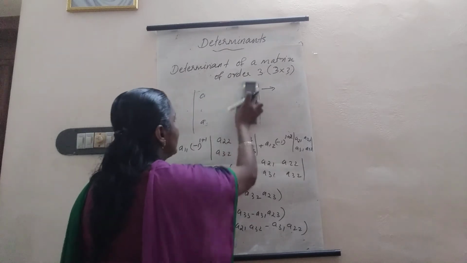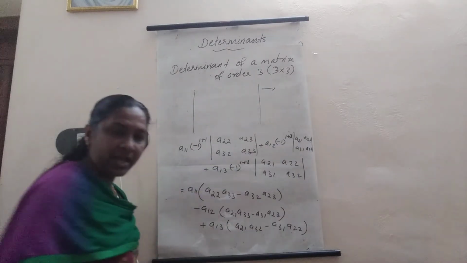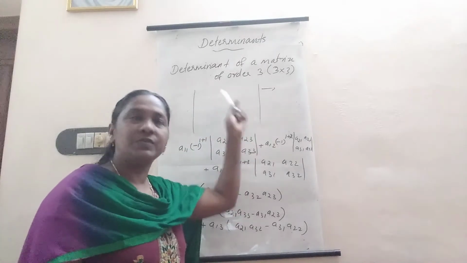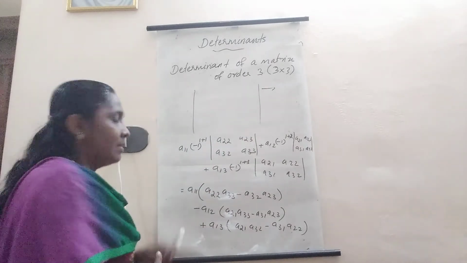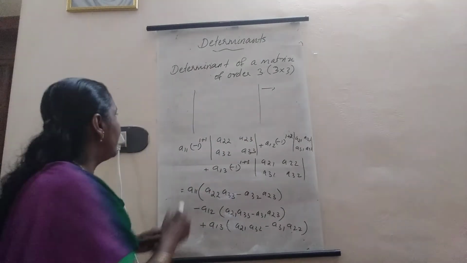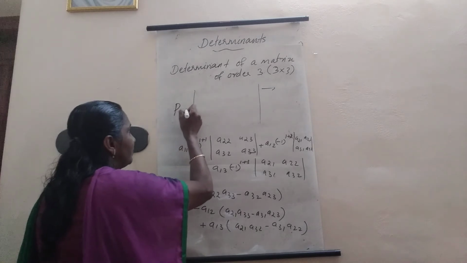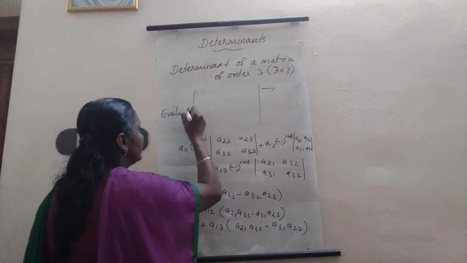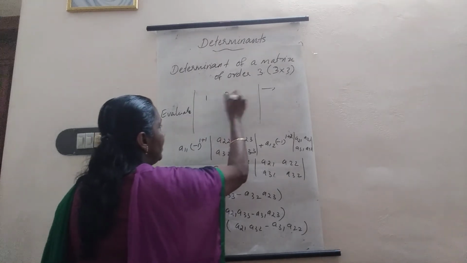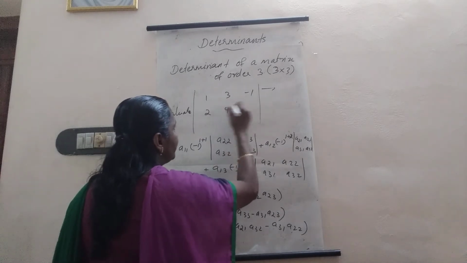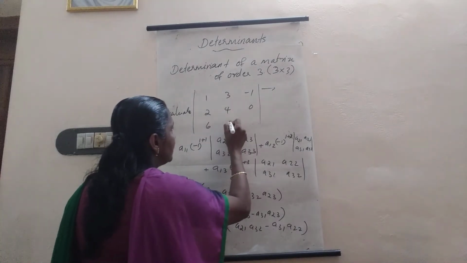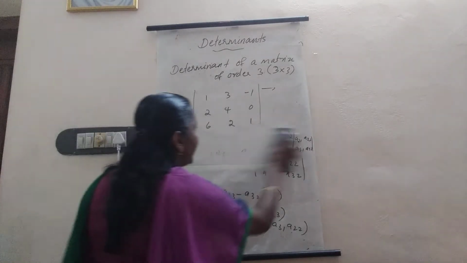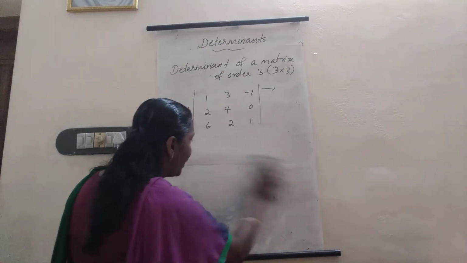Evaluate. Like this we can do using column, first row first column, second row second column, third row third column, like that. Then P is, or evaluate, the matrix (1, 3, minus 1, 2, 4, 0, 6, 2, 1). See how we can expand or find the determinant of this.